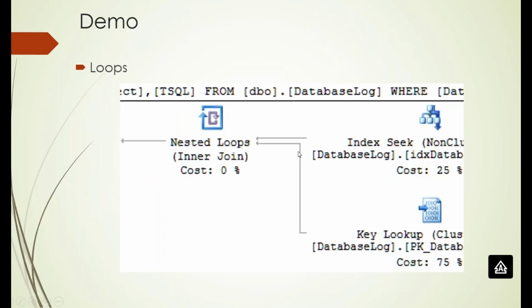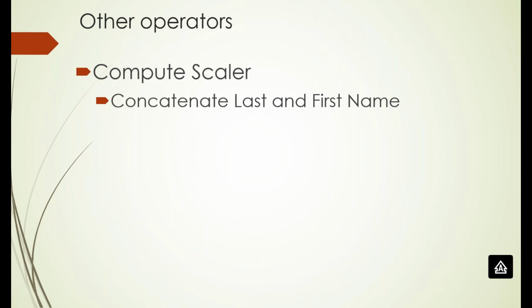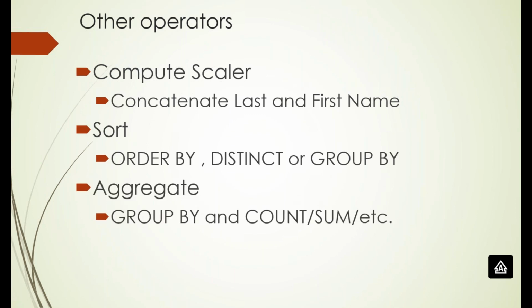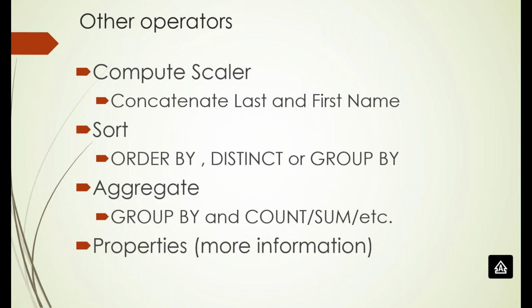All right, so that was the demo of the loops. We saw a compute scalar. That's sometimes what you'll see for concatenation of the last name and first name. We saw a sort iterator, and usually that happens with order by, distinct, or group by. And then we also saw an aggregate stream, which actually is the group by or count, sum, etc. Or some sort of window function that might be used.